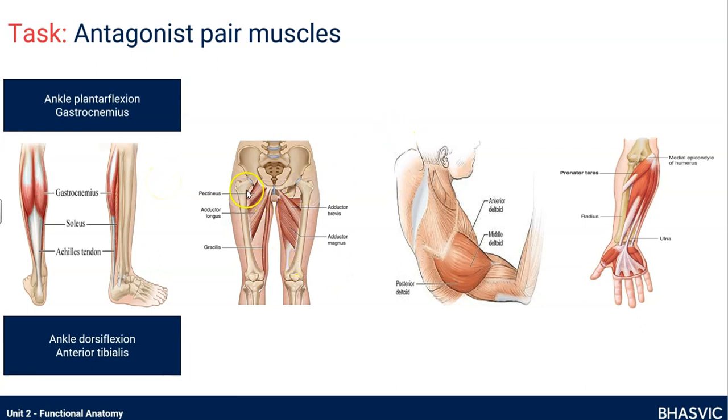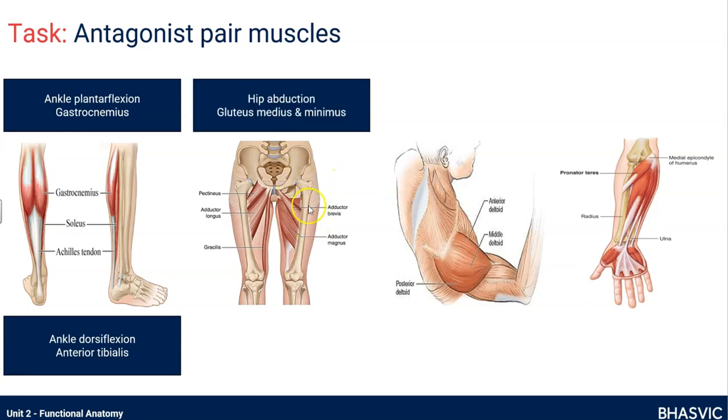Here's another example at the hip joint. If we wanted to abduct at the hip, again, it's not shown on this muscle, but we've got two gluteal muscles. There are 3 in total, but there are 2 that are a little bit more on the side. So we've got gluteus medius and minimus. They would contract to pull the femur out away from the body's midline, abduction.